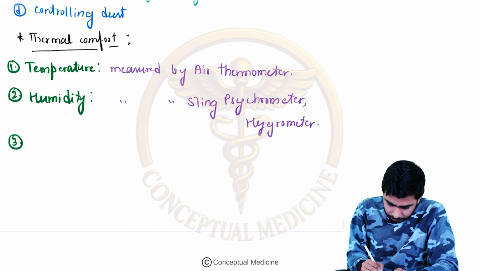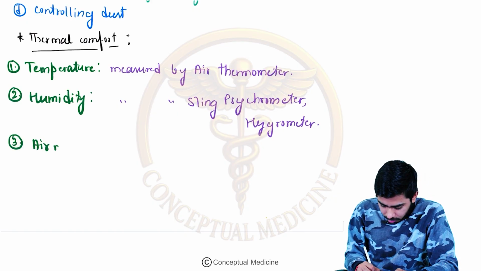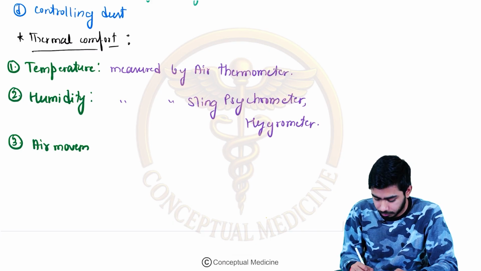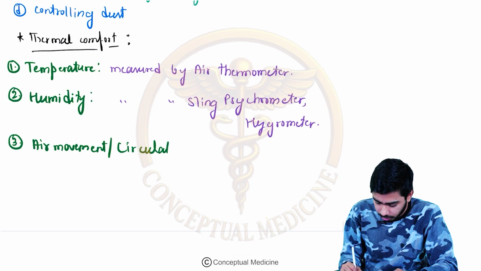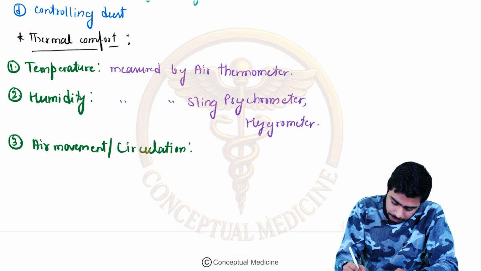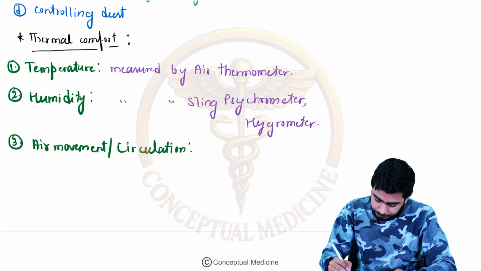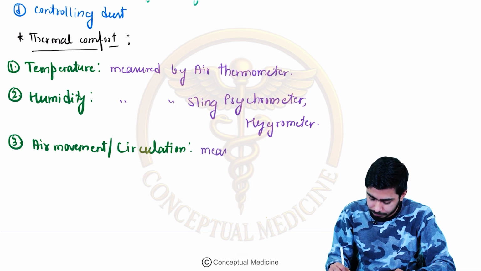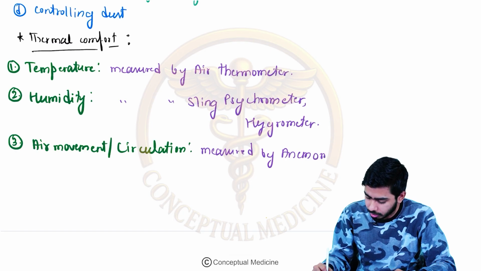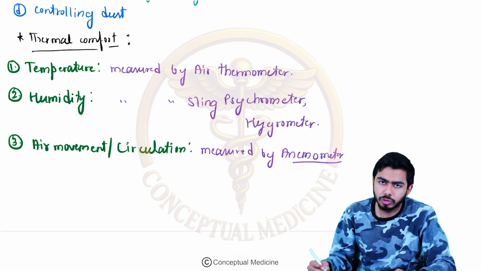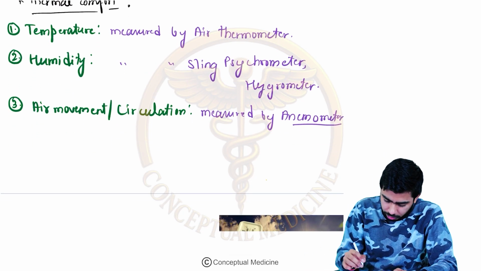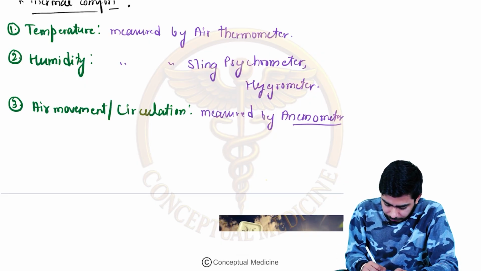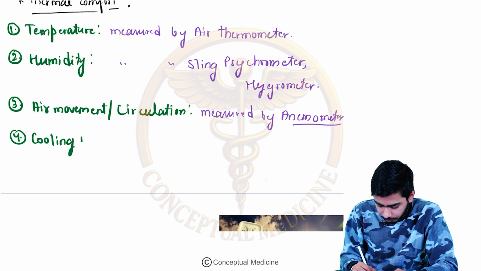Third one is the air movement or the air circulation. It is actually measured by anemometer. Okay, it is measured by anemometer. Don't worry, I will be showing you the pictures as well. Okay, it will make more sense at that point of time.